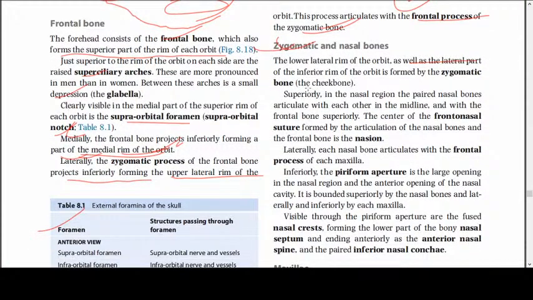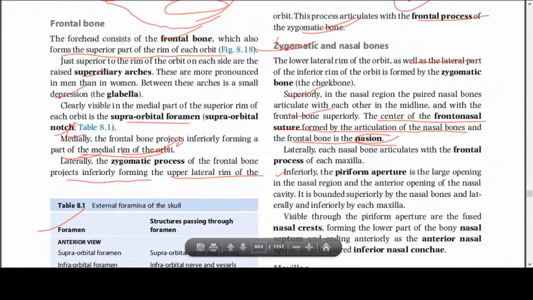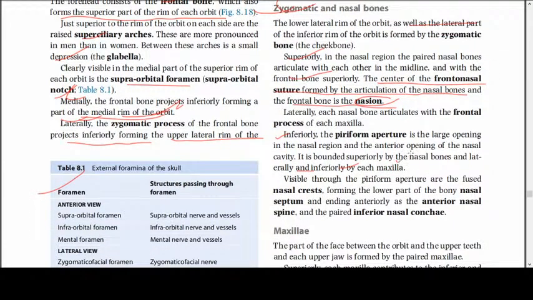So we're studying the zygomatic bone. The zygomatic forms the lower lateral part of the orbit. Superiorly in the nasal region, the paired nasal bones articulate with each other in the midline and with the frontal bone superiorly. The center of the frontonasal suture, formed by the articulation of the nasal bones and the frontal bone, is the nasion. Each nasal bone articulates with the frontal process of the maxilla. Inferiorly, the piriform aperture is the largest opening in the nasal region, the anterior opening of the nasal cavity, bounded superiorly by the nasal bones and laterally and inferiorly by the maxilla.